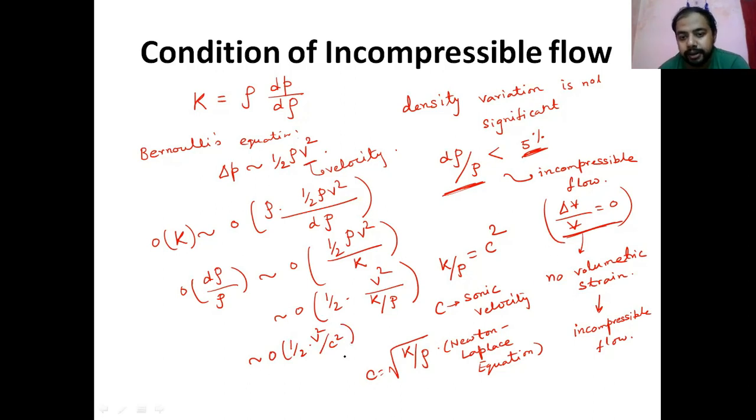So velocity divided by the sonic velocity. This actual velocity divided by the sonic velocity in any medium is known as the Mach number. We write it as a capital M. So half into capital M square. The concept is coming in this way.